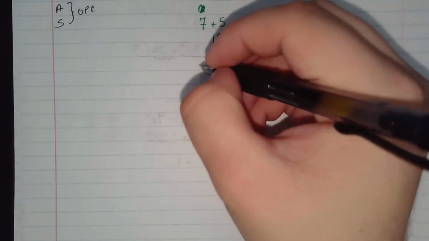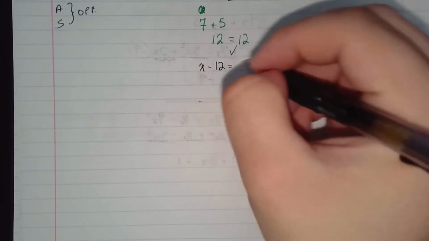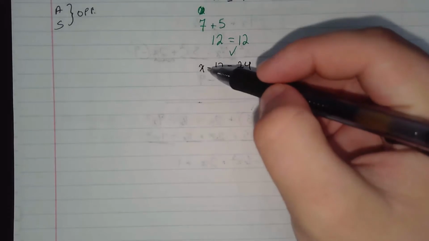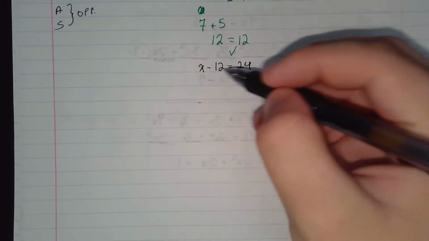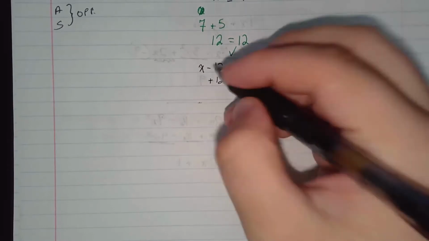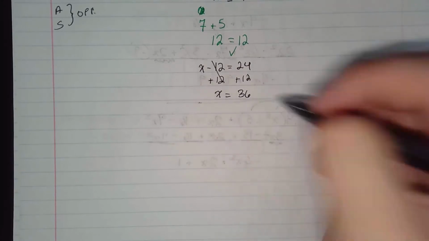So if we're doing subtraction, we could do x minus 12 equals 24. So we'd again do the additive inverse of whatever's here. We have a minus 12 this time, so we would add 12 to both sides. Those will cancel out, and we'll be left with x equals 36.